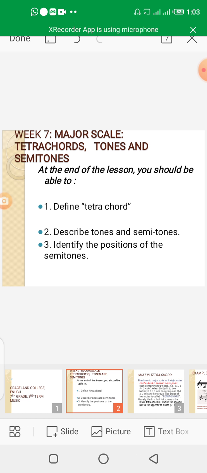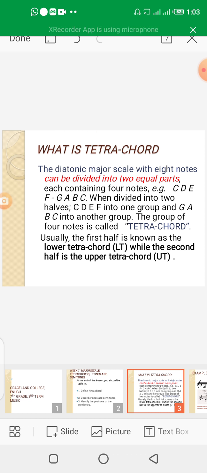Now let's run through them again. At the end of this lesson, you should be able to define what a tetrachord is. You should be able to describe tones and semitones. Then finally, you should be able to identify the positions of the semitones. Let's start with asking ourselves, what is a tetrachord?